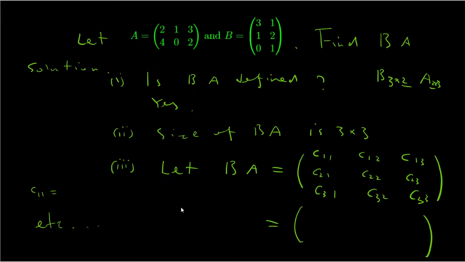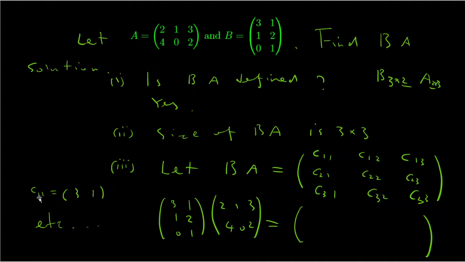So this time B is on the left, A is on the right. You use the first row in matrix B. So what's the first row in matrix B? The first row in B is 3, 1. And then you use the first column in matrix A. It's probably easier if I do something like this. To compute BA, we write B on the left. B is 3, 1, and the second row is 1, 2, 0, 1 in here, and A is on the right. A is the matrix 2, 1, 3, 4, 0, 2.